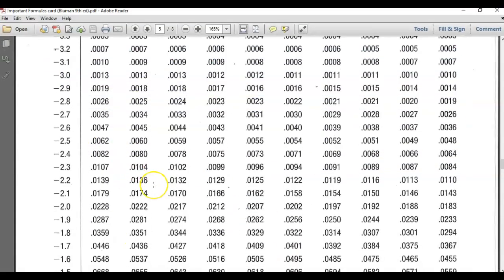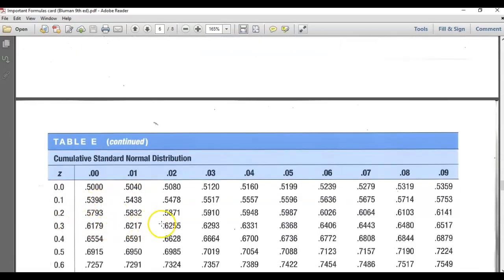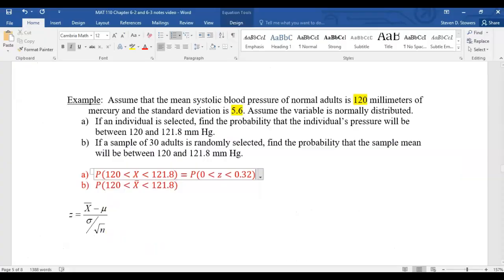So when I look up 0.32, I get 0.6255. And when I look up 0.00, I get 0.5000. So now I just have to subtract 0.6255 minus 0.5000 to get my final answer, which is 0.1255.